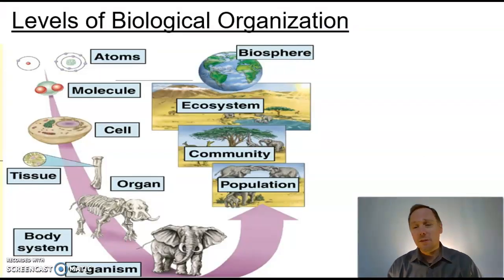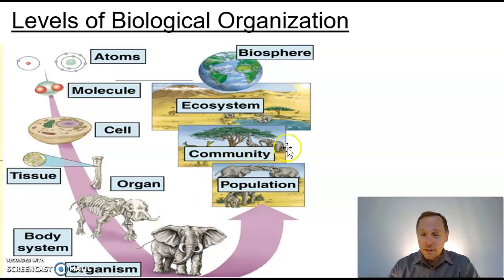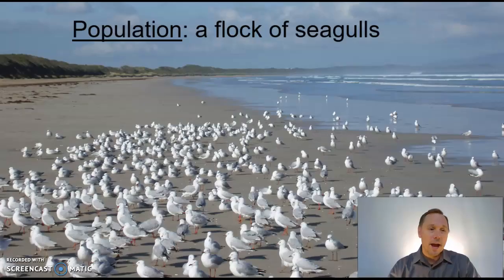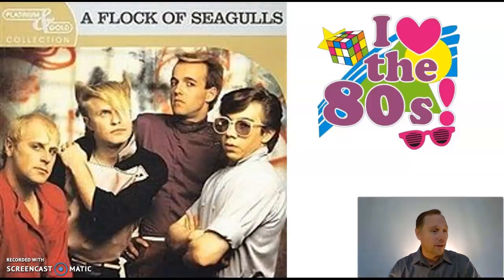Okay, so scientists like to divide up all of this stuff into levels. We'll take a look at these. The organism level, then population, communities, ecosystems, and biosphere. So let's go through and give you some examples. So we're down at the level of individual organism, and I have one seagull. All right. When you have a flock of seagulls, that would be called a population, right?